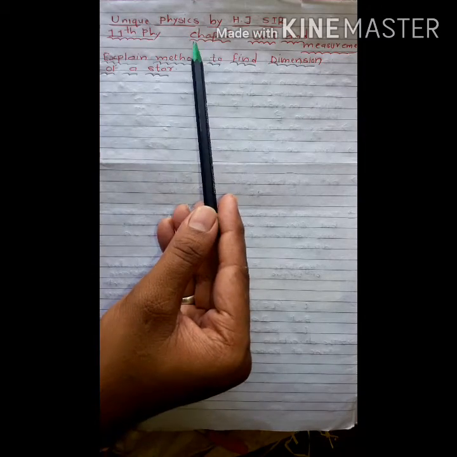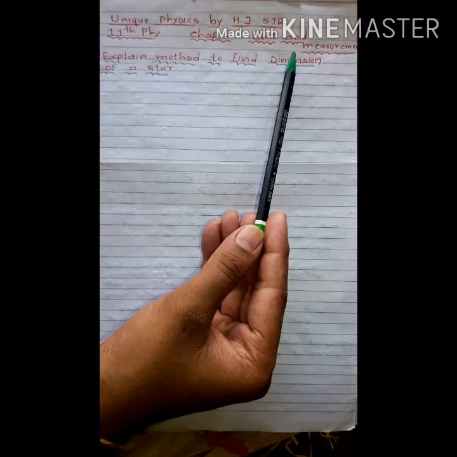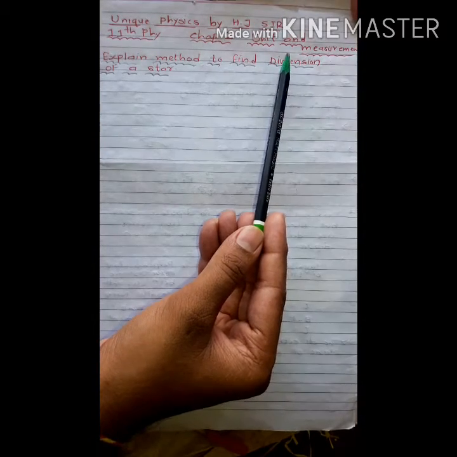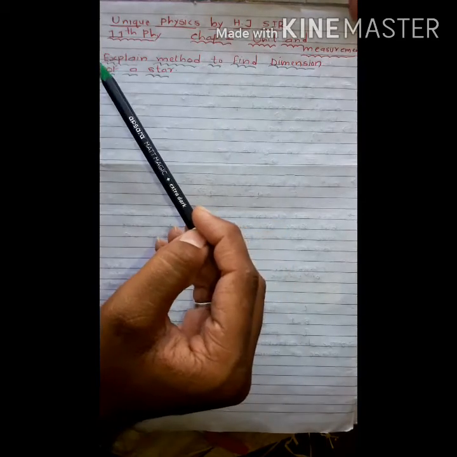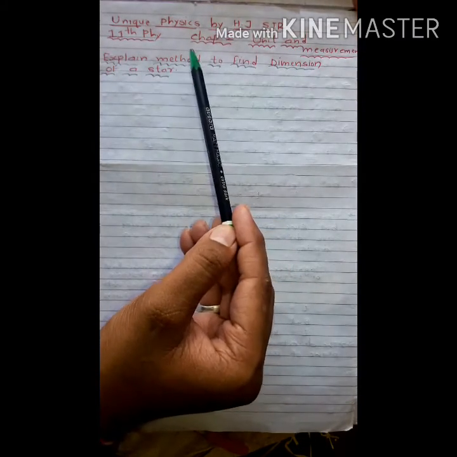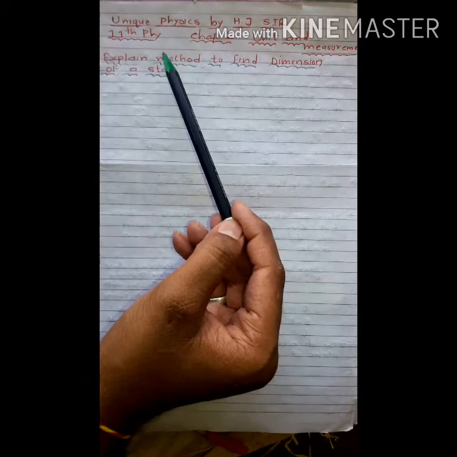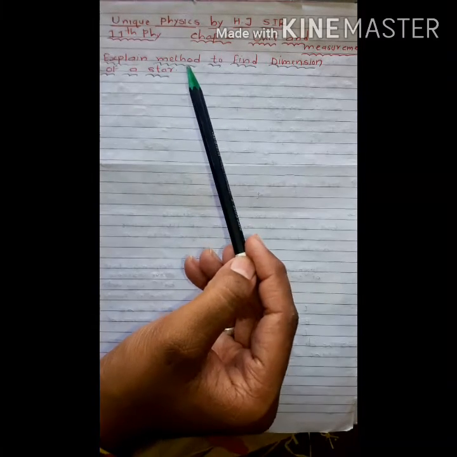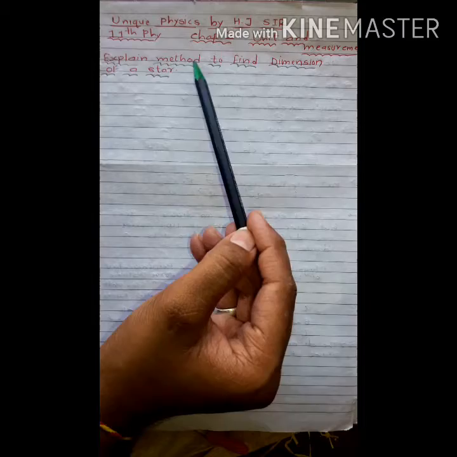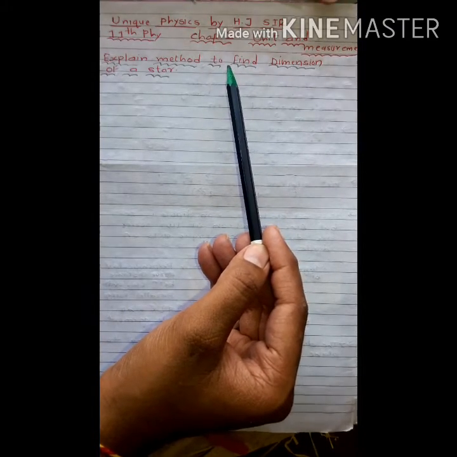11th Physics, chapter number 2, Unit and Measurement. In the last video, we explained the parallax method and illustration number 2.3. Now we are going to explain the method to find the dimension of a star. Suppose we want to measure the diameter or radius of a star. We will use this method. First we explain its figure and then we explain its equation.